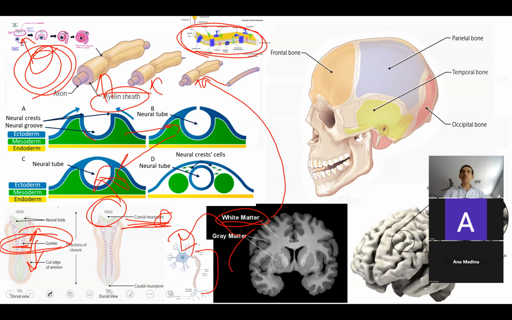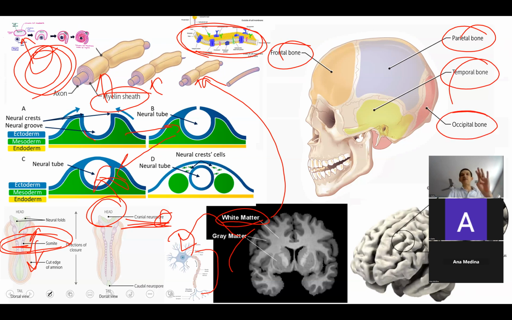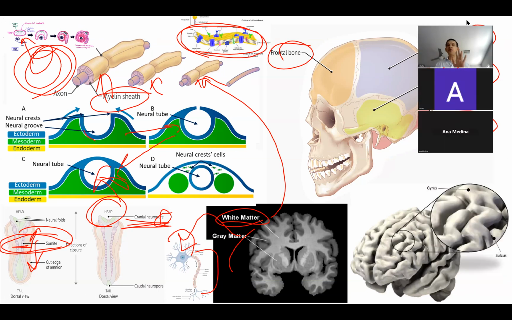Before that, let me remind you that the lobes of the brain are so called because of the bony structures above them, which bear exactly the same names: frontal, parietal, temporal, and occipital lobes. The fifth lobe, the insula, you can see here, inside.